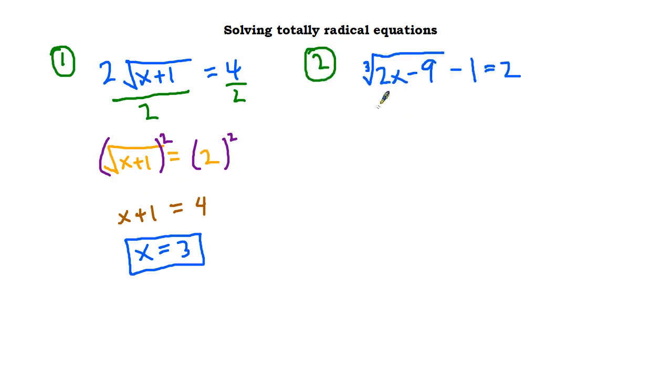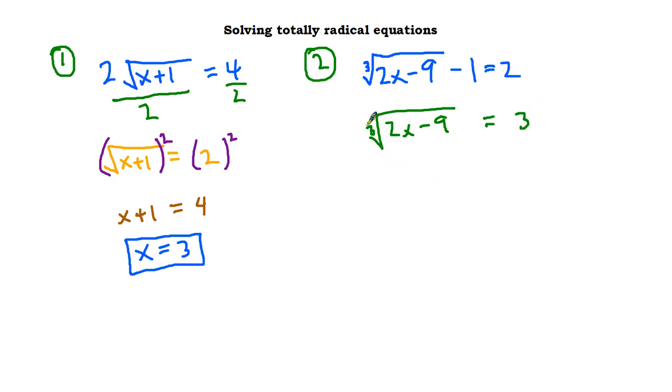Okay, let's see what we can do with a radical equation that has a root other than 2, in this case a cube root. We'll go ahead and add 1 to both sides. Just like we did with absolute value equations, we're going to get the radical by itself first, and then we'll worry about getting the variable by itself. So we just add 1 to both sides, and when we do, we get the cube root of 2x minus 9, and that is equal to 3.